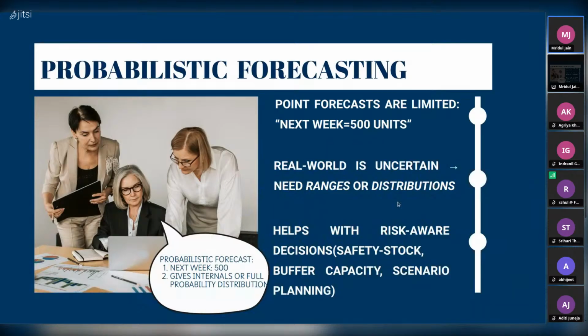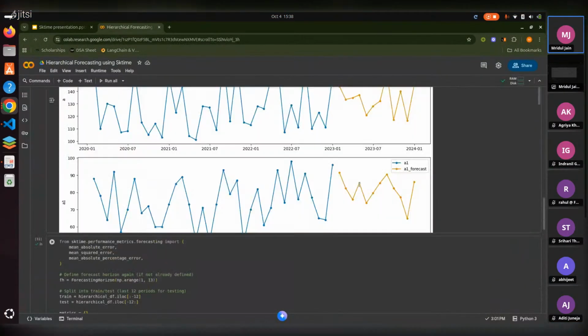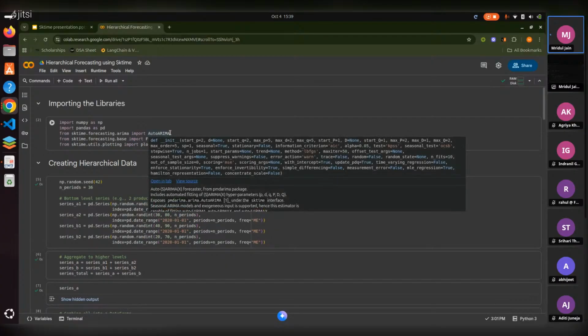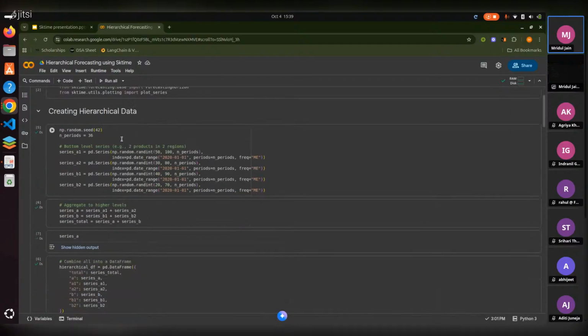Now comes the probabilistic forecasting. But before this, I want to go back and show you the code snippet. Like, how do we use sktime to perform this hierarchical forecasting? So as you can see, I have NumPy, I have pandas. I'm using sktime as my Python package for performing the forecasting, and I have the data.